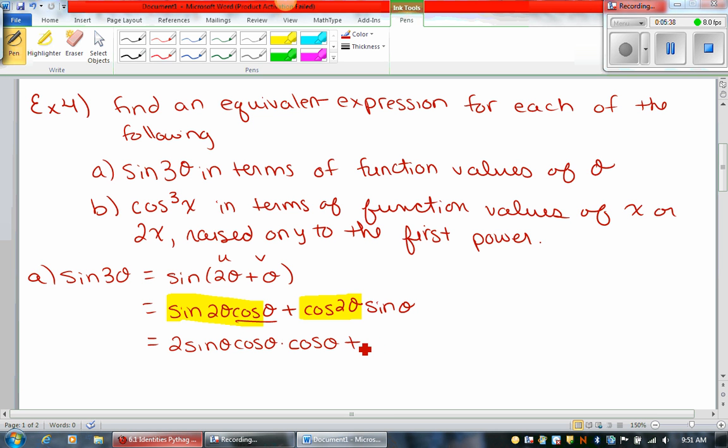Plus. Now cosine 2 theta, I have a little bit more because I have those three options. I think I'm going to select my 2 cosine squared theta minus 1 times sine theta. The reason I'm doing that is because this is going to give me cosine and sine, where over here, notice I'm going to have cosine and sine. So now I'm going to do a little algebra. 2 sine theta cosine squared theta plus, gotta distribute, 2 sine theta cosine squared theta minus sine theta.